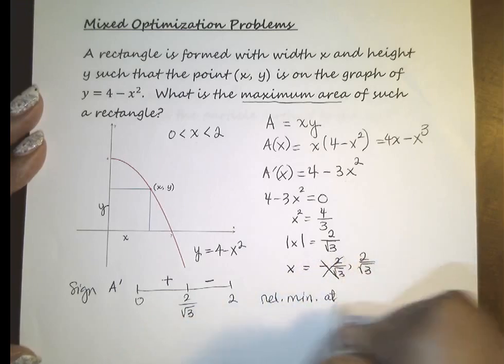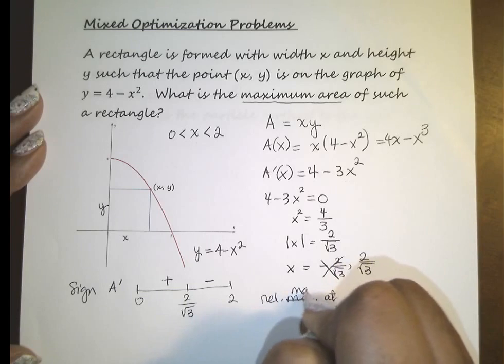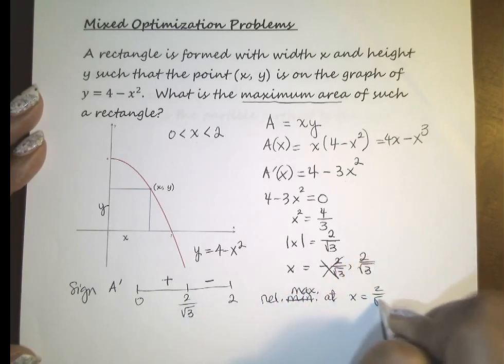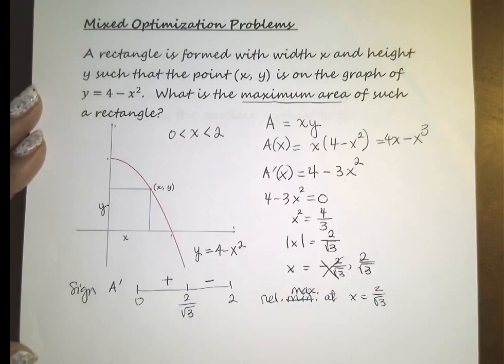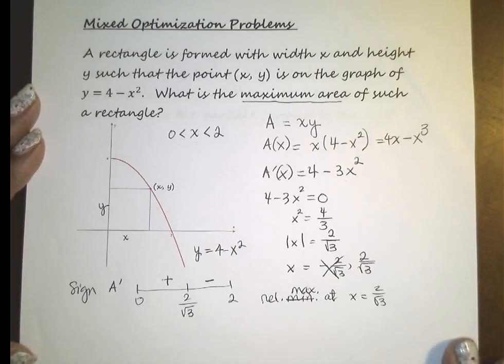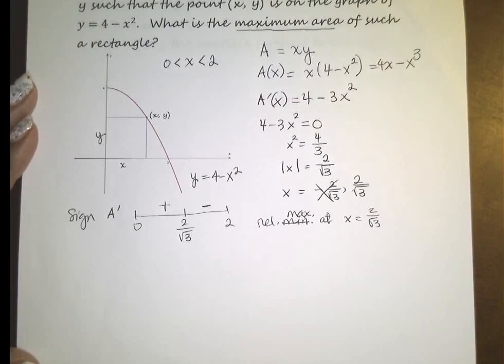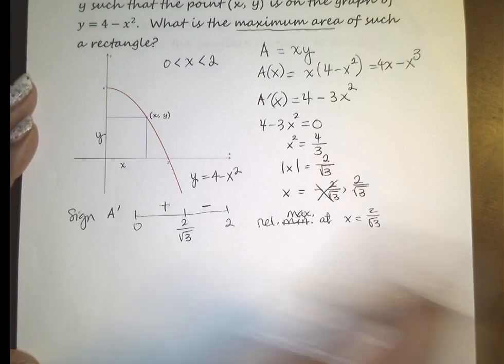So there is a relative maximum at x equals 2 divided by the square root of 3. However, since this is the only critical point on the interval, I can go a step further in saying it is the place where the absolute maximum area is going to occur. So I'm going to translate my sign chart into words as a way of using the first derivative test to justify my max.